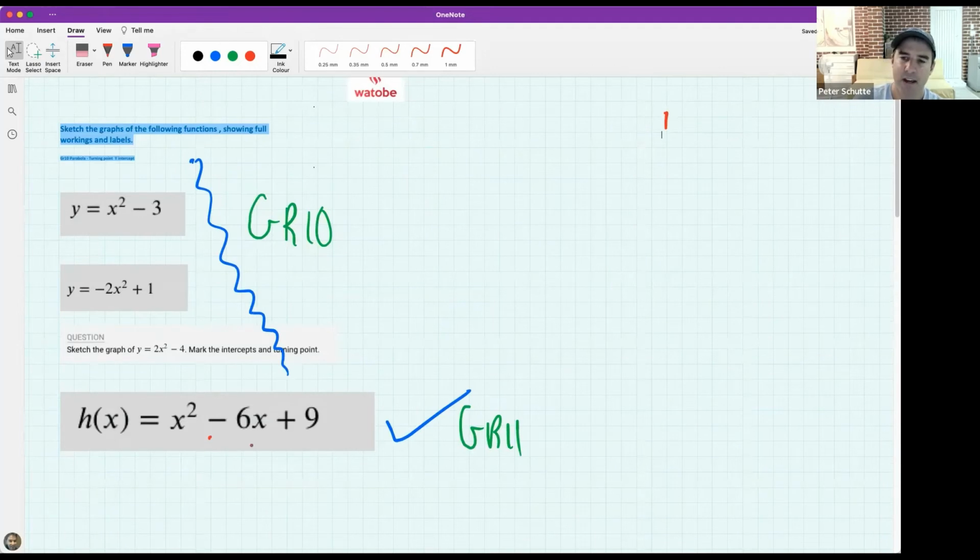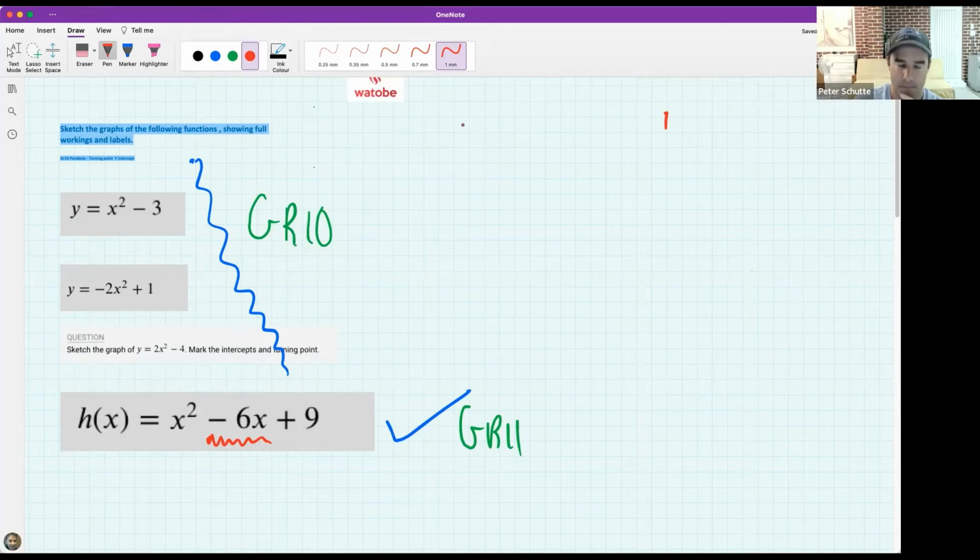Standard form. Can you see, what about this minus 6x? Can you see that the grade 10 ones don't have the linear term, the term with a variable with the power of 1? So the difference between grade 10 and grade 11 parabolas is that it has 3 terms.